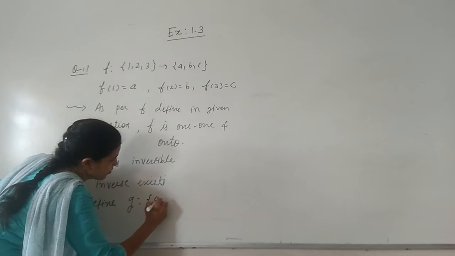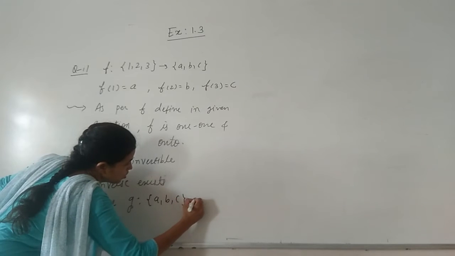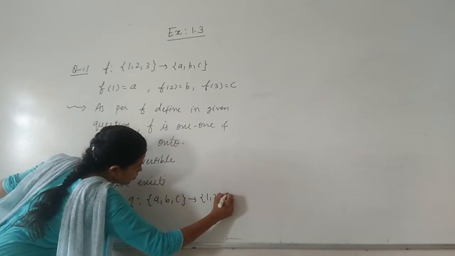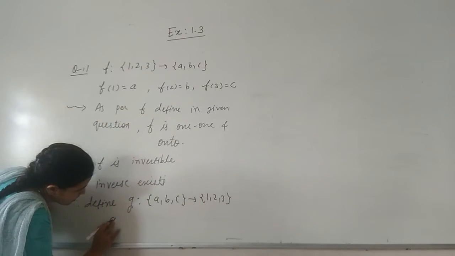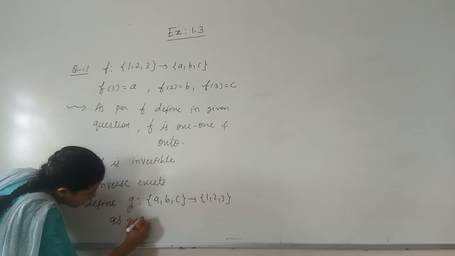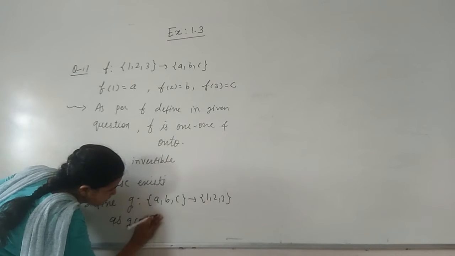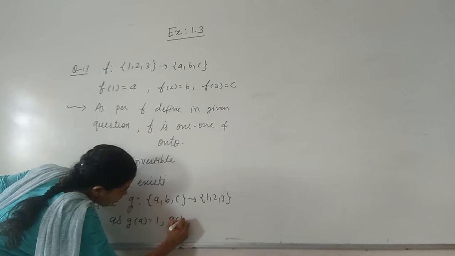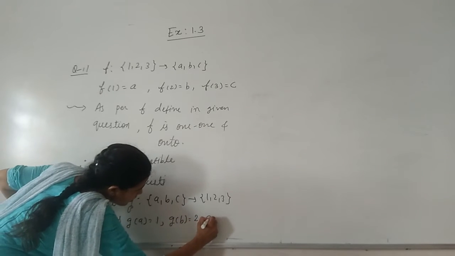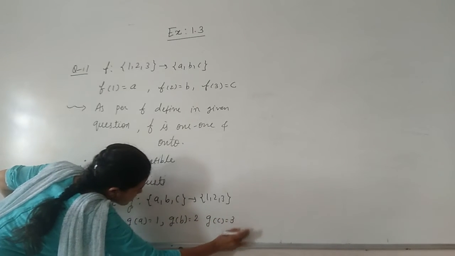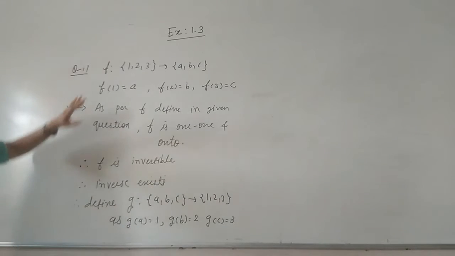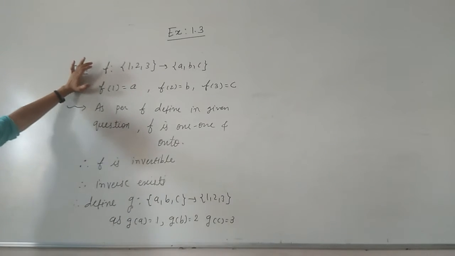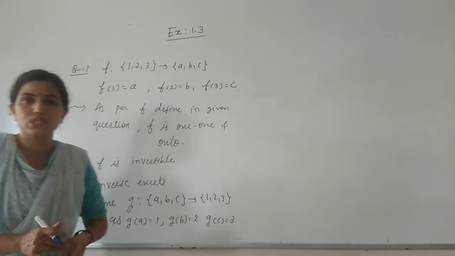G is defined from a, b, c to 1 2 3 as g of a is equal to 1, g of b is equal to 2 and g of c is equal to 3. कैसे डिफाइन करना है? हाउ द f is defined, उसका इनवर्स, पूरा इनवर्स प्रोसेस है.